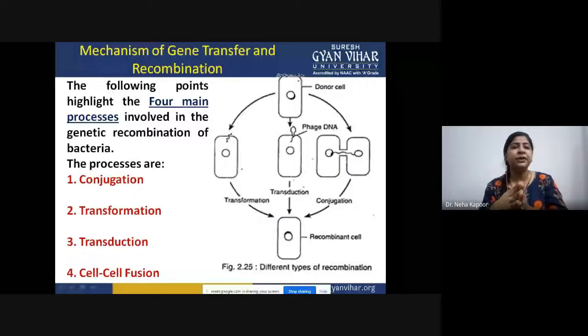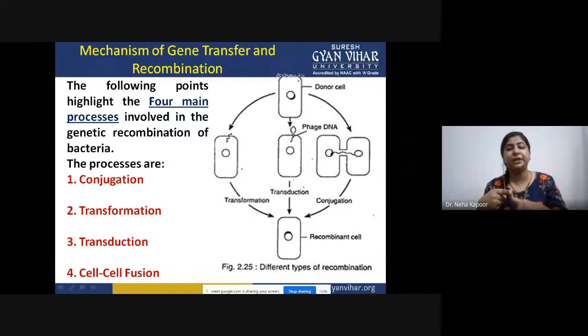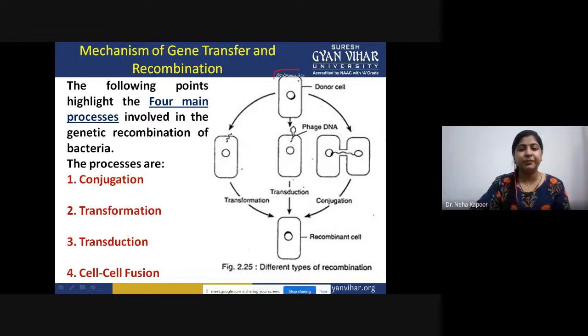Now, going straight to the mechanism part, there are basically four main processes involved in the genetic recombination of bacteria. These processes are conjugation, transformation, transduction, and cell-to-cell fusion. As you can see in this picture, this is the donor cell. If from the donor cell, the material is being transferred with the help of phage DNA, that process is known as transduction, and you are ultimately getting the recombinant cell.